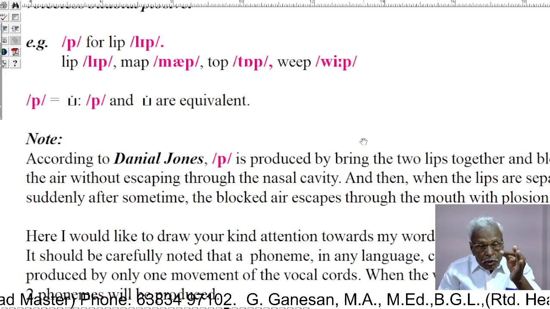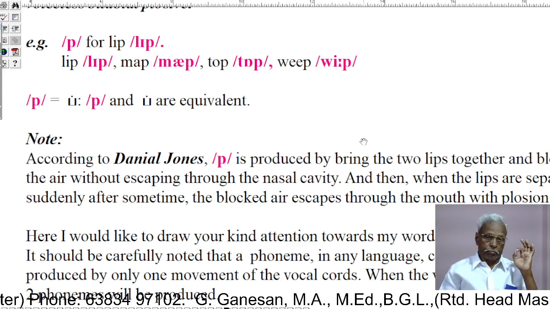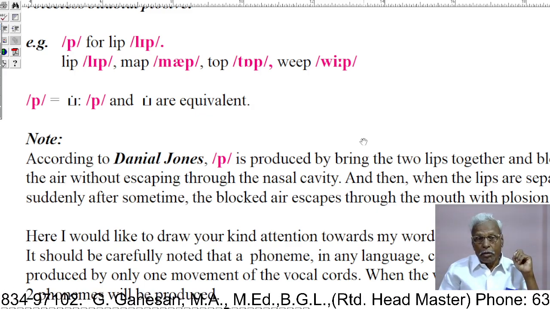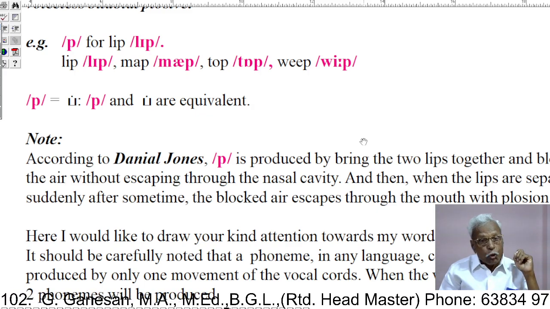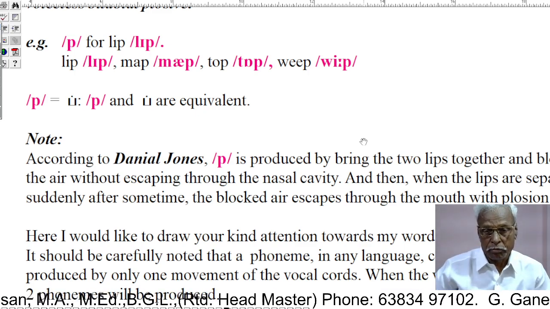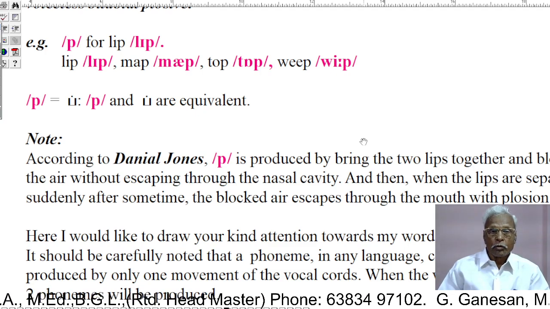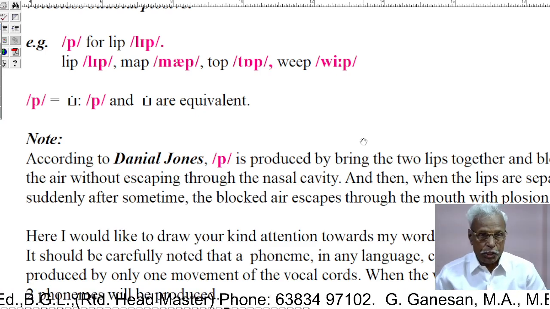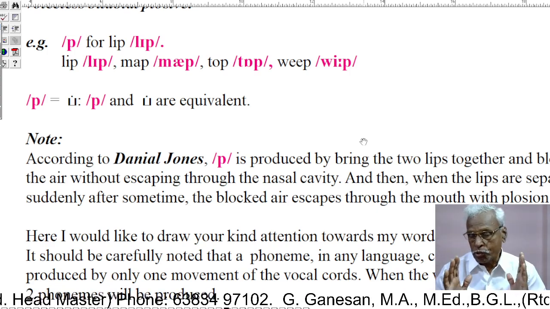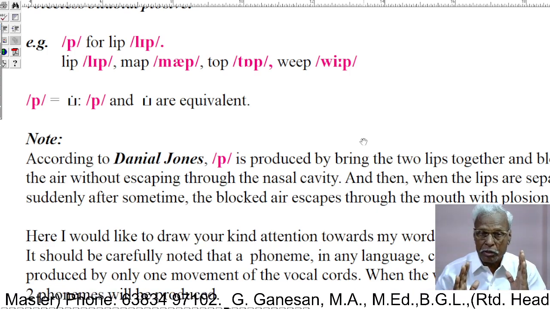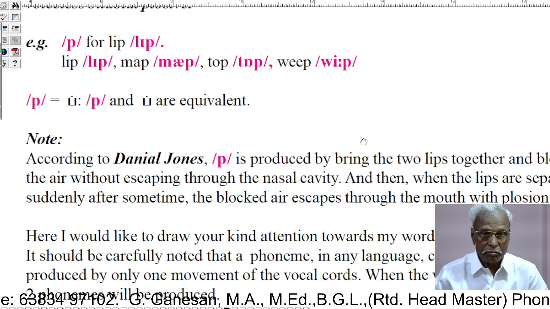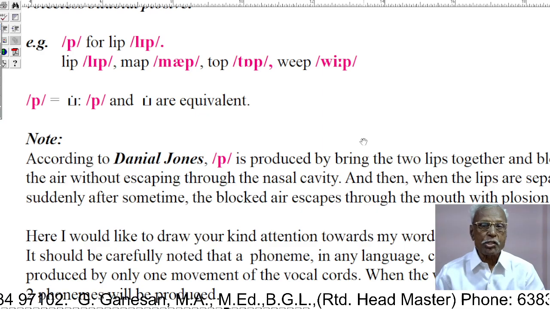So this description of the production of /p/ is to be duly clarified. Yes, Daniel Jones' description needs due clarification and rectification as far as I am concerned.